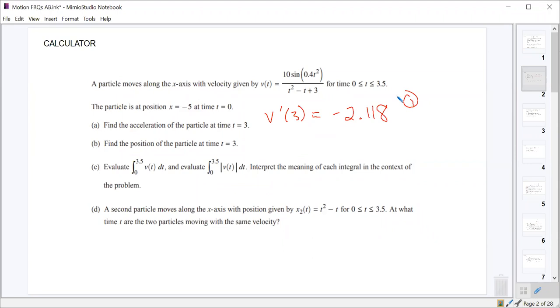Mr. Batchelor? Yeah. So do we have to write the equation here, or is it okay to just put v prime? V prime of 3 equals is good enough. You do not need to write the derivative of 10 sine 0.4 t squared over t squared minus t plus 3 at 3 is, no, you don't need to write any of that. Just v prime of 3 equals. And that's exactly what they write on the scoring guide. And then I even have some student samples below. And the person that they said got full points literally wrote this. They had a fourth number on there, but whatever, we don't need that. Literally. Okay, yep. So this is a calculator question.